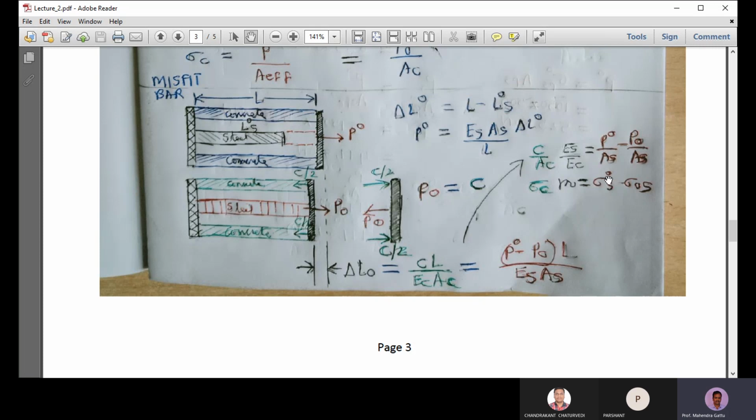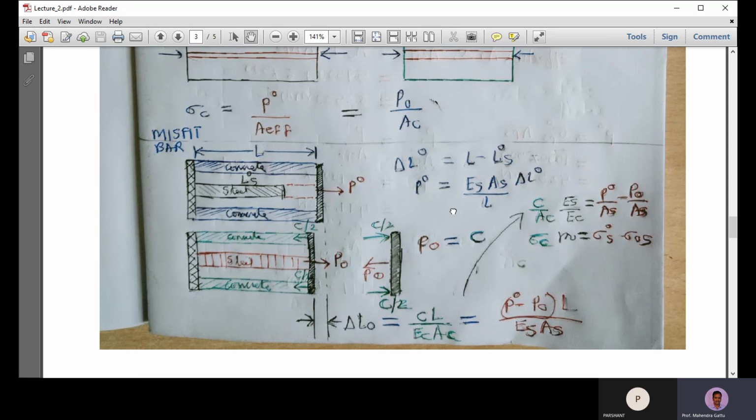So P naught by As is the initial stress in the steel, and P subscript o by As is the final stress in steel, and C by Ac is the stress in concrete, and Es by Ec is the modular ratio. So we again get back the same relation. The loss of stress in steel is equal to m times the stress in concrete. Okay, so this is regarding this analysis.